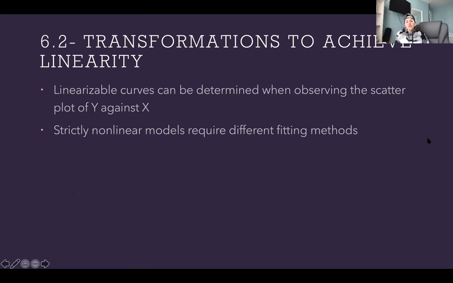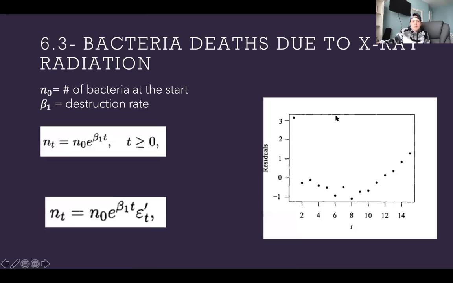6.2 talks all about the transformations to achieve linearity. So relationships can be non-linear, but in some cases, simple transformations can be done to obtain linearity. A linearizable curve can be determined when observing the scatter plot of y against x. Strictly non-linear models require different methods of fitting, which we're going to discuss in a later video. So now we're going to move on to section 6.3.